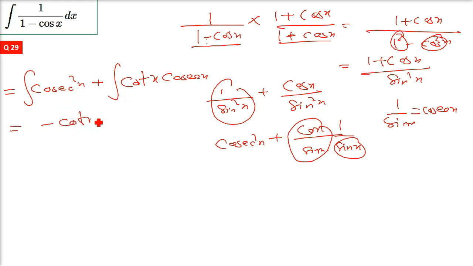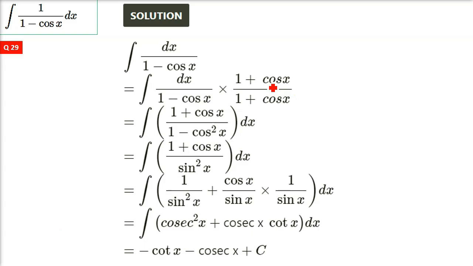Integration of cosec square x is going to be minus cot x. It has a standard result of integration. Cot x cosec x is going to be negative cosec x plus constant of integration. This is your final result. So this is how you rationalize it, and it has become so easy as the results are known to us, cosec square x and cosec x cot x.